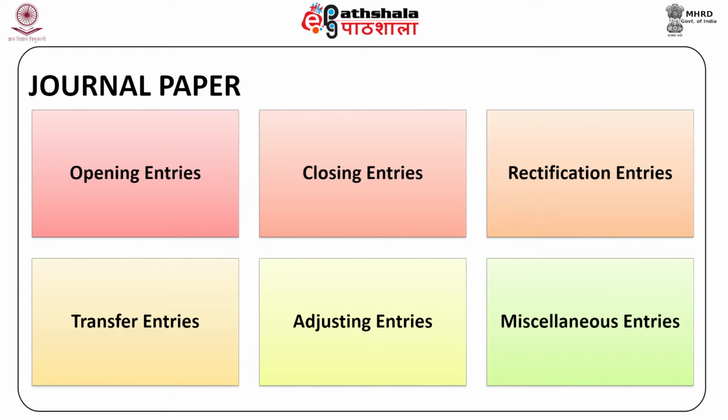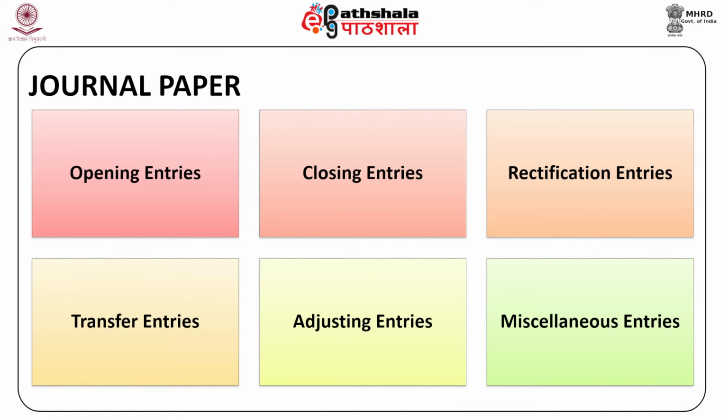Then number three is rectification entries. These are passed to rectify the errors that have been committed. Number four, the transfer entries. These entries are required in order to transfer from one account to another account. Then number five, adjusting entries. These are usually passed at the end of the year for adjustment of outstanding items, prepaid items, interest on capital, depreciation, etc. Then number six, miscellaneous entries.